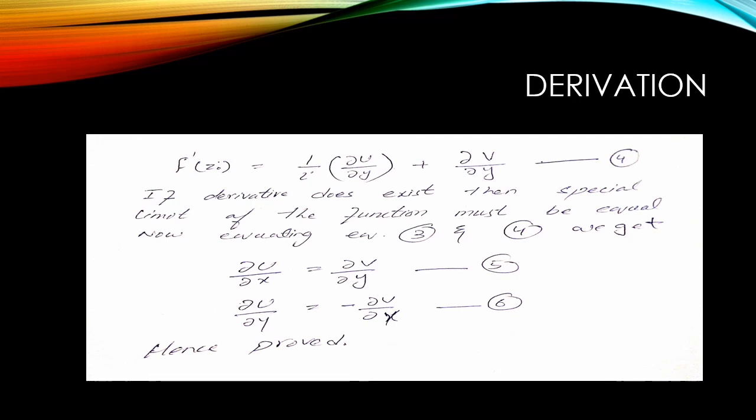If the derivative exists, then the limits of the function must be equal. So if the derivative does exist, then both limits must be equal. Now equating equations number 3 and 4, we get partial u over partial x is equal to partial v over partial y, and partial u over partial y is equal to minus partial v over partial x.